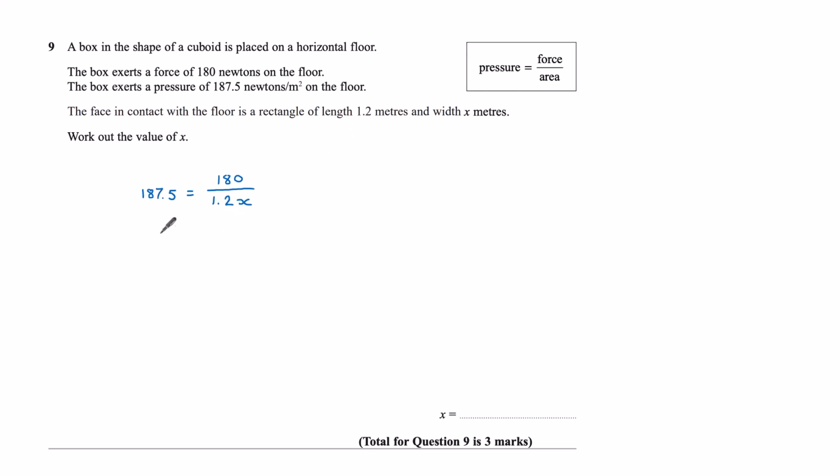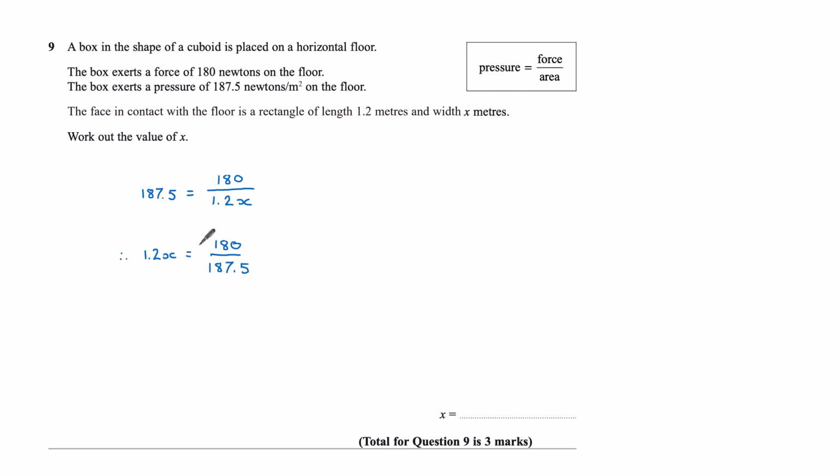This can now be rearranged. If we multiply both sides by 1.2x and divide by the 187.5, we can write this as 1.2x is equal to 180 divided by 187.5.